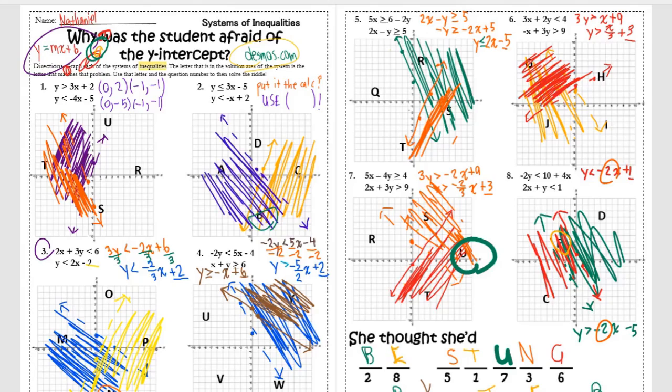And the answer is, why was the student afraid of the y-intercept? The question: she thought she'd be stung by the bee, by the y-intercept.